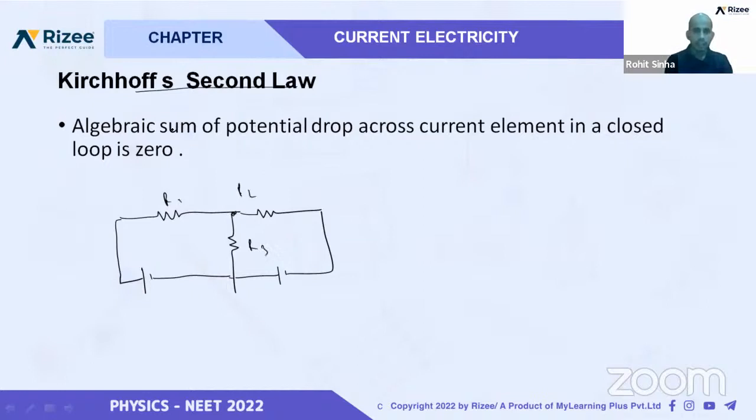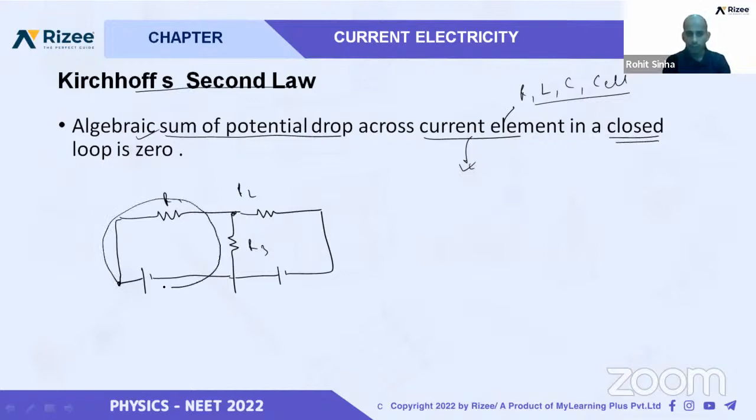It says that the algebraic sum of potential drop across the current elements, where current element means resistance, maybe inductor, maybe capacitor, maybe cell, any current element, so the sum of all those potential differences in an algebraic manner in a closed loop. Remember, it should be a closed loop. Closed loop means the point from where we have started, we have to move in the loop and return to the same point.